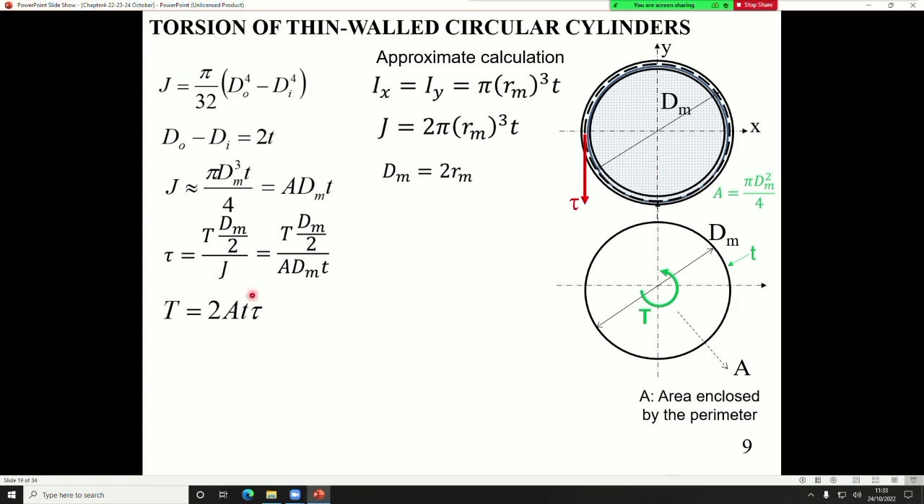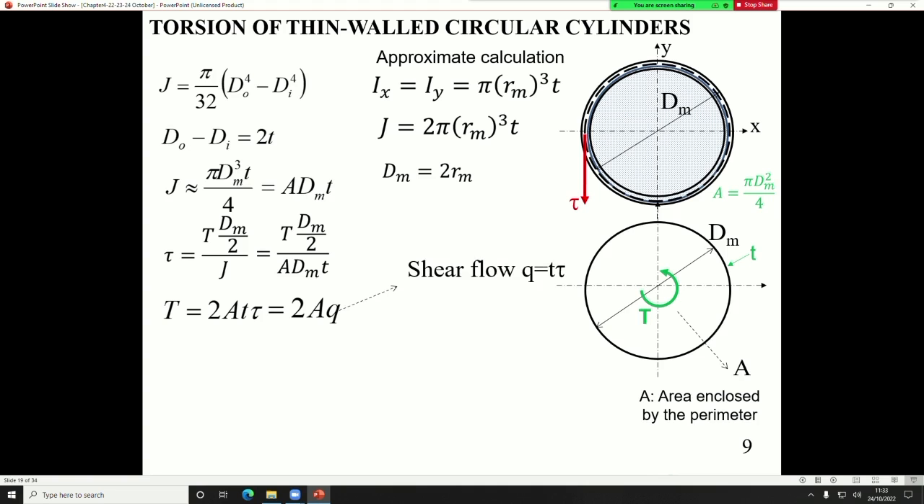The product of t times tau is called a shear flow, or the force applied per unit length of the structure. I can say T, the torque applied, is equal to 2A multiplied by Q, where Q is the shear flow. If Q is the product of t and tau, what is the unit of Q? The unit of tau is force per unit area. If I multiply it by a length, it is the force per unit length, absolutely. So Newton per meter or Newton per millimeter.